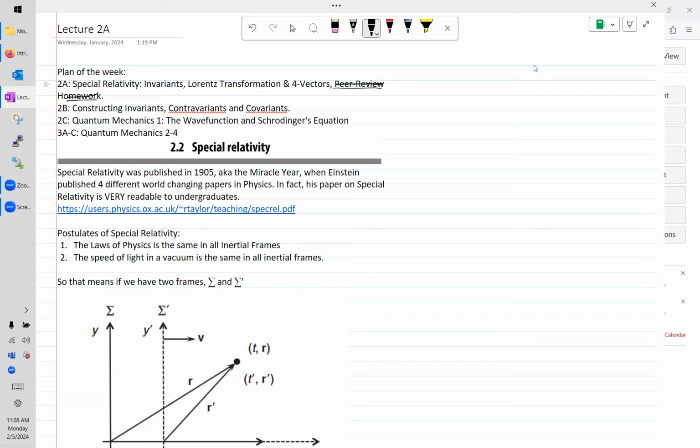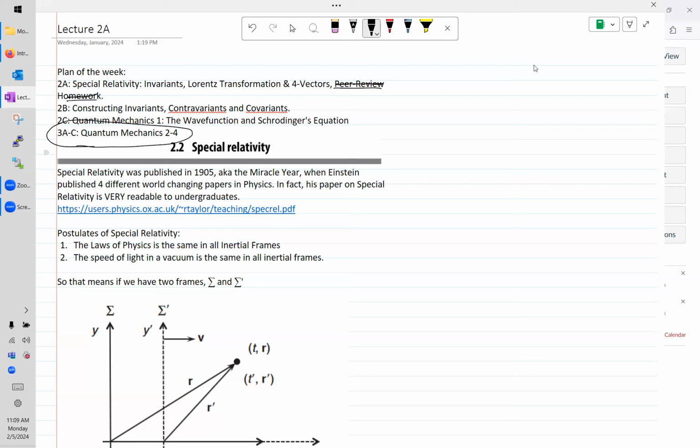And I'm hoping to start a little bit of quantum mechanics, so you get a little review of wave function and Schrödinger's equation on Friday. And then next week we're going to be diving into all the quantum mechanics stuff that we need in order to get to do particle physics.